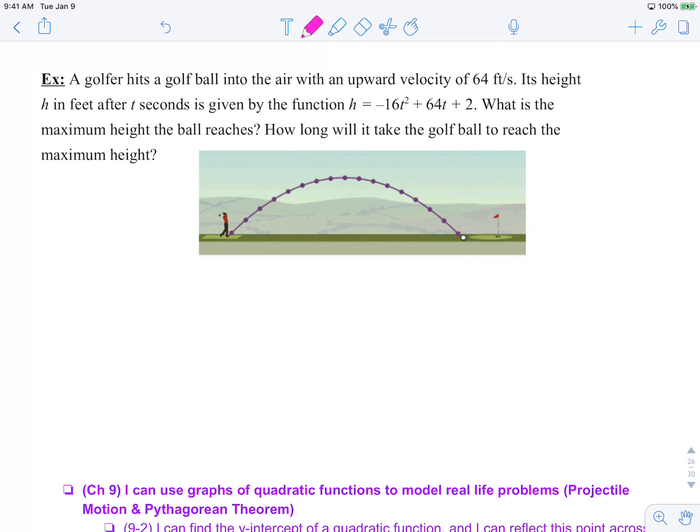So we have defined the height of the function h to equal negative 16t squared plus 64t plus 2. So we think about if we drew an axis here, h is the height of the ball. So this is height in feet. And this is a function of time. So this is time in seconds.